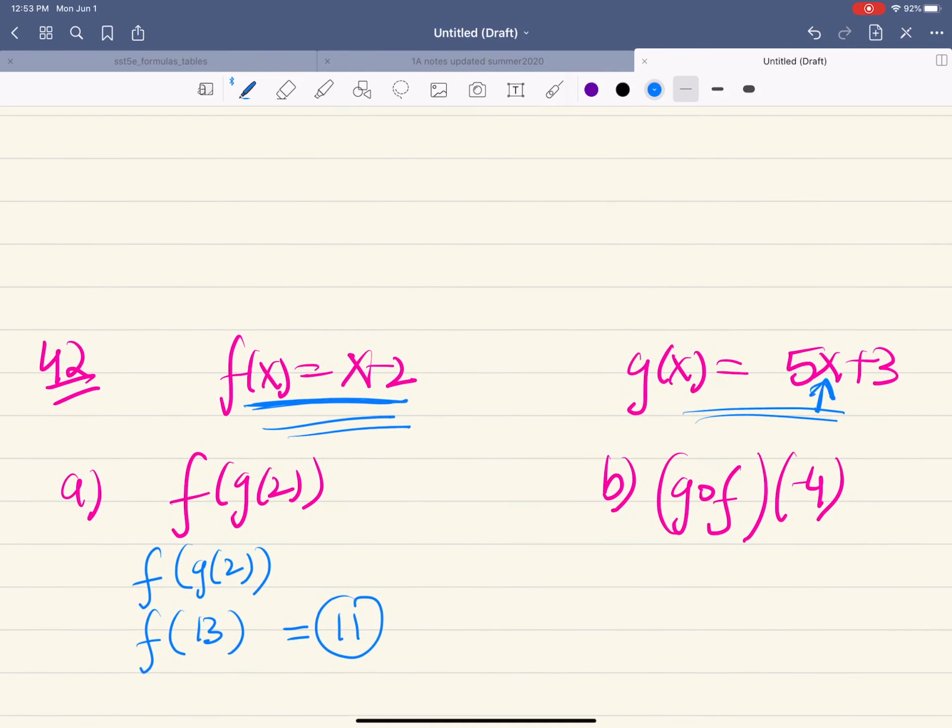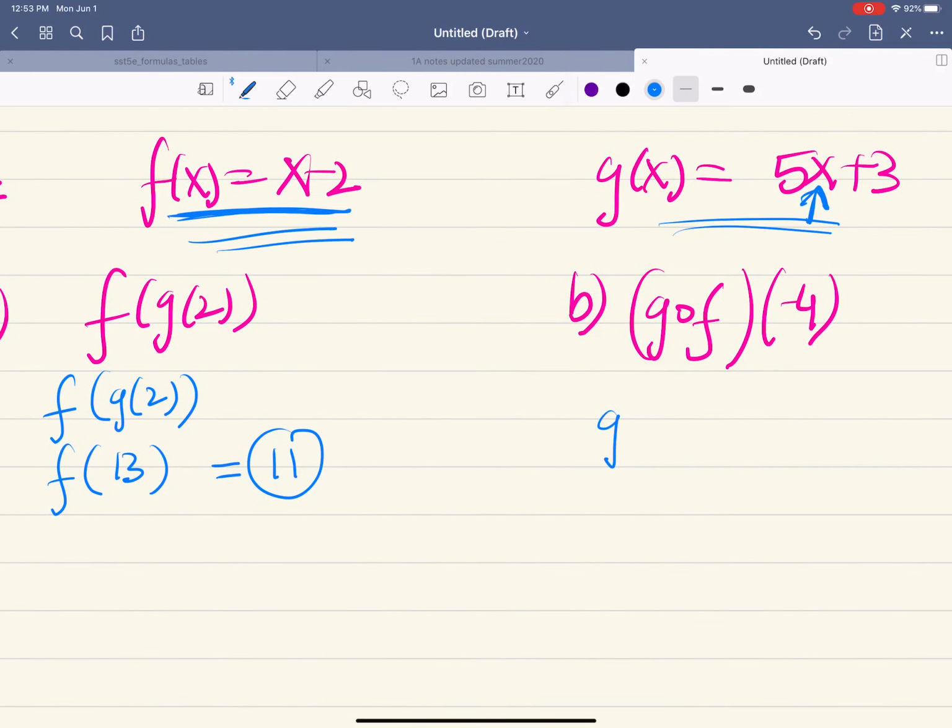g of f of negative 4. Okay, what's f of negative 4? If I plug negative 4 for x in f of x, that's negative 6. So I need to find g of negative 6. g of negative 6 would be negative 30 plus 3, which is negative 27.